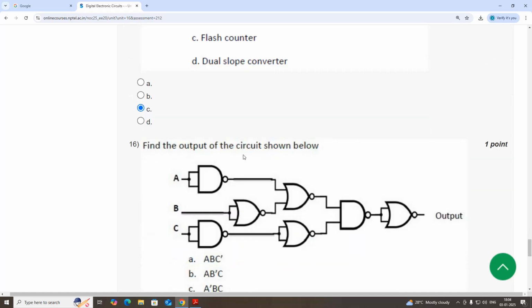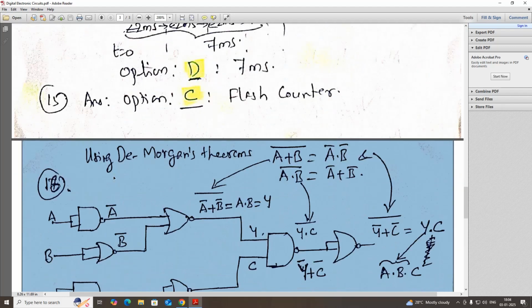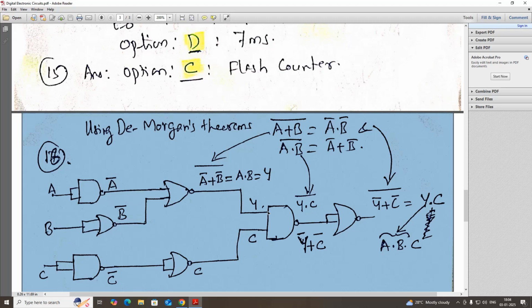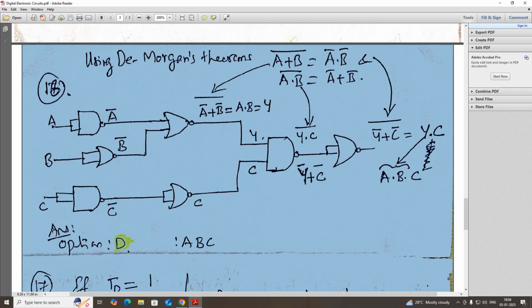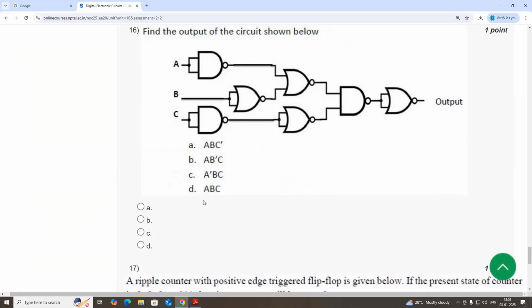Last question, find the output of the circuit shown below. Here we will use De Morgan's theorem. A plus B whole bar equals A bar dot B bar, and A dot B whole bar equals A bar plus B bar. We will apply these two, and then we will get the output as A, B, C. It is option D.